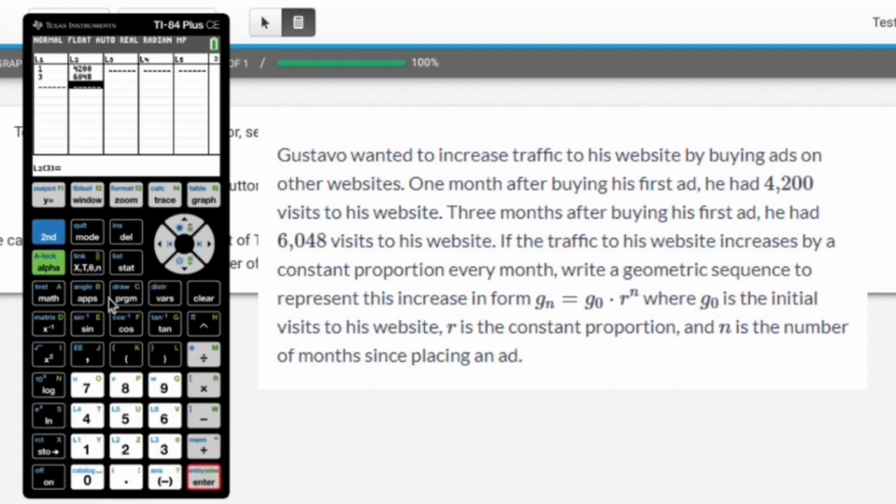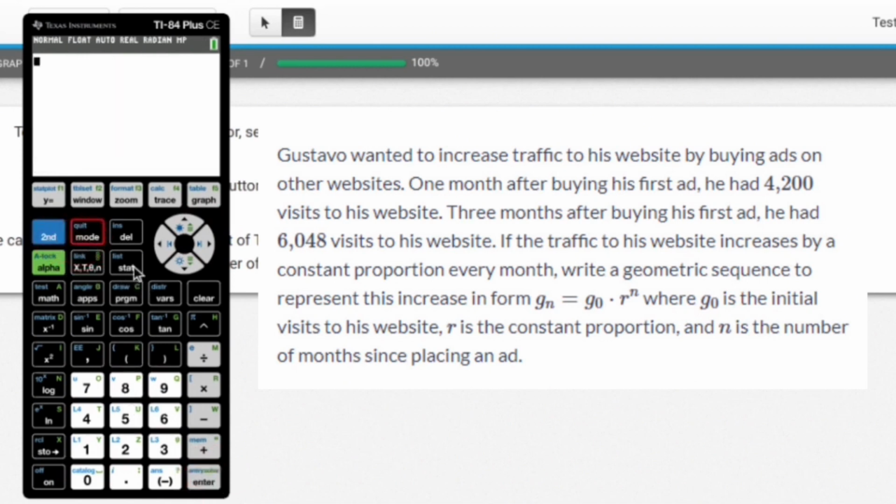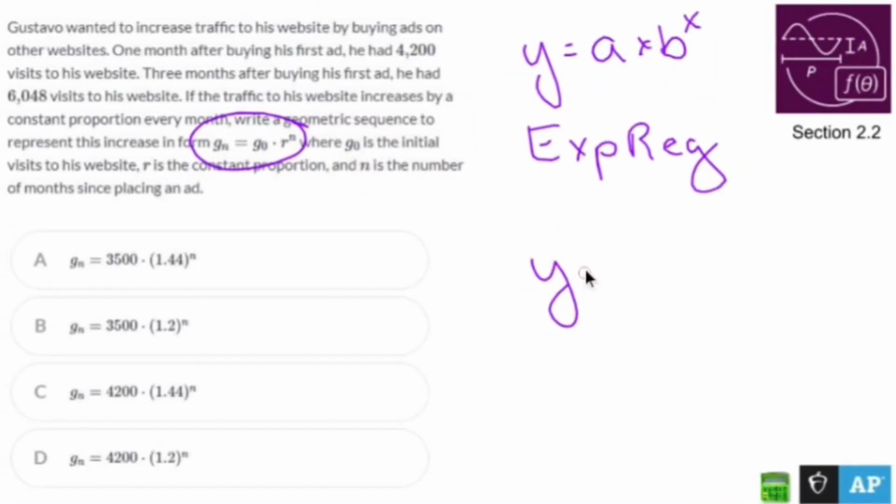Now, all I care about is the equation, so I'm just going to quit out of this. I'm going to go to Stat. And again, you're not looking for geometric sequences. Geometric sequences and exponential regression are the same exact thing. So if I hit exponential regression, go down to calculate, it gives me y equals 3,500 times 1.2 to the x, which, not using the exact letters, matches up with b. All right, so the equation that we came up with is y equals 3,500 times 1.2 to the x.